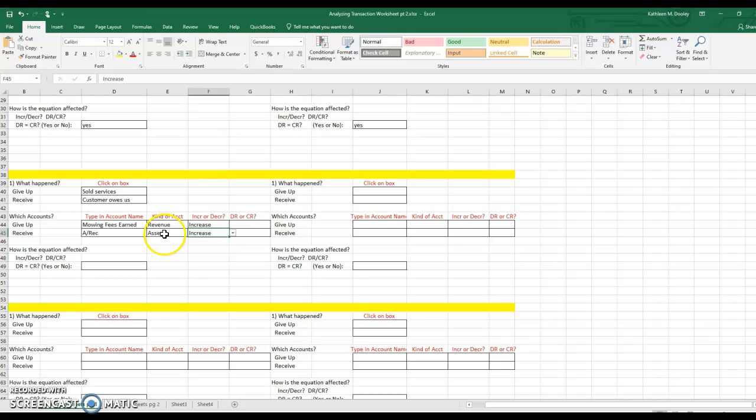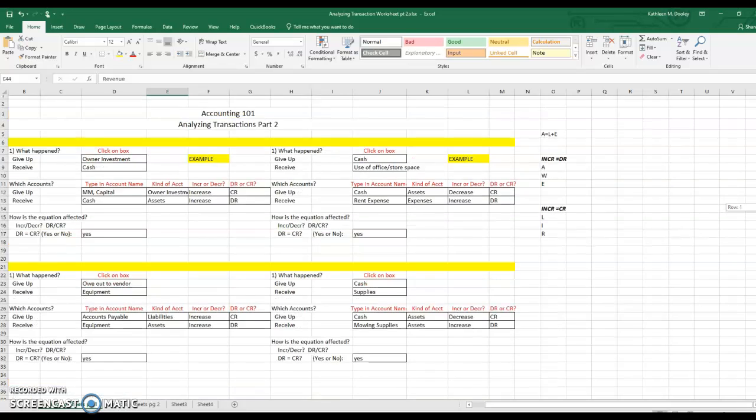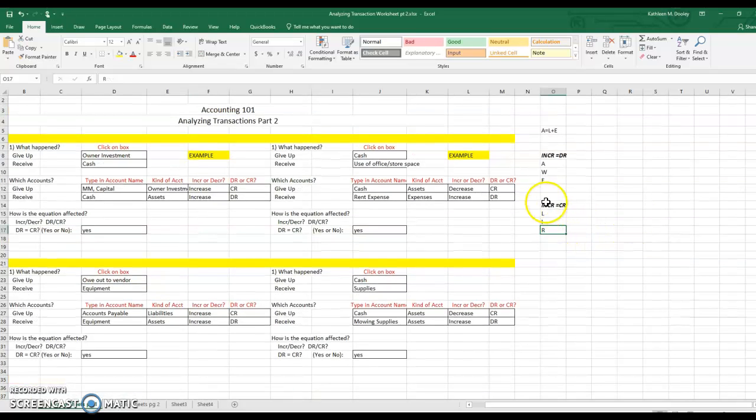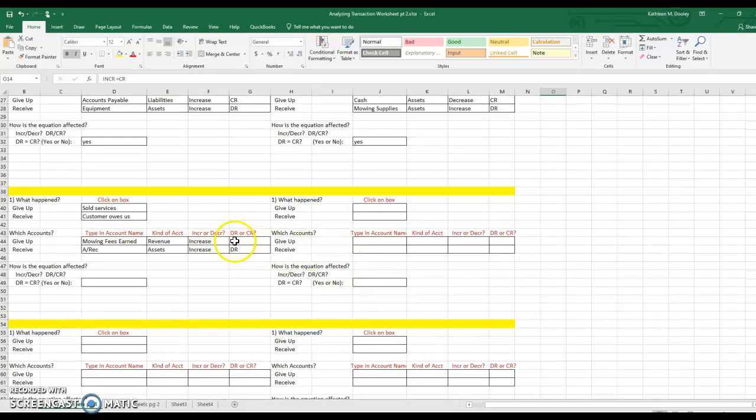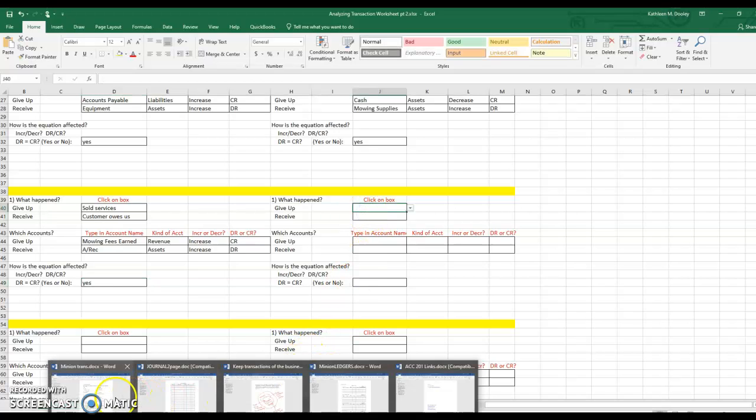So now I have an increase in an asset. I looked that up on my debit credit chart, and that's a debit. I have an increase in revenue. So I look up revenue. Do I have an increase? Yes. So that's a credit. I have one debit and one credit. So yes, it balances. We go on to the next transaction.